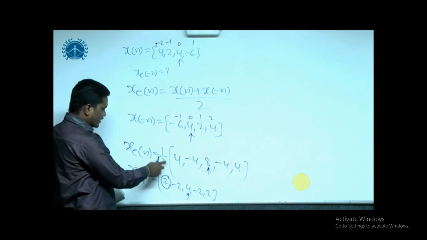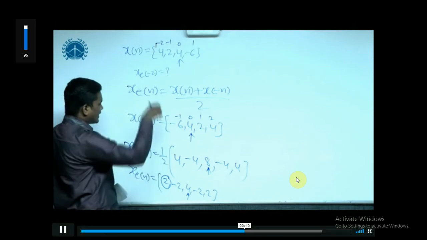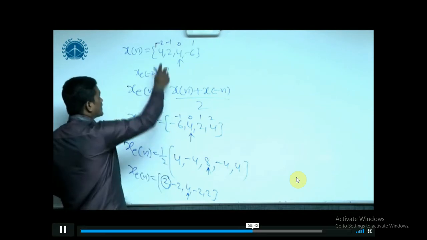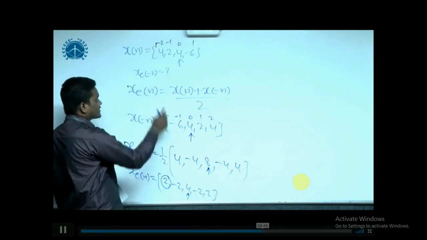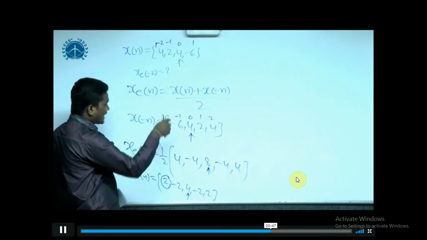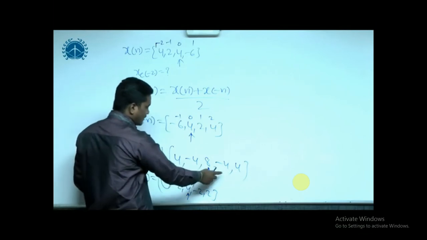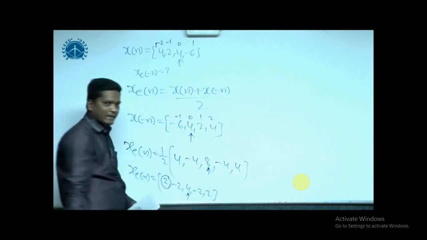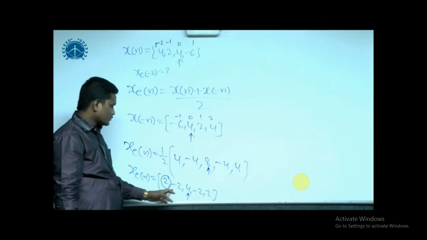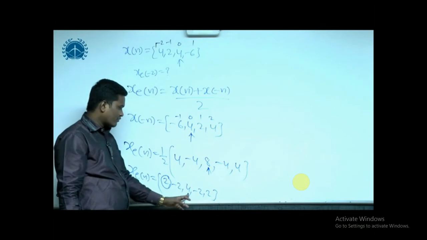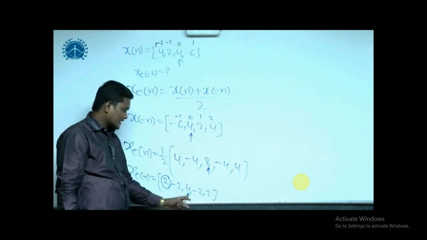So xe of n equals 1 by 2 into, first, add corresponding elements. If you add corresponding elements, at minus 2, 4 is there, here 0 is there, 4 plus 0 is 4. Like that, add corresponding elements. Now the resultant signal is 4, minus 4, 8, minus 4 and 4. This is the 0th time index. Now divided by 2, we get 2, minus 2, 4, minus 2, 2. This is the 0th time index.